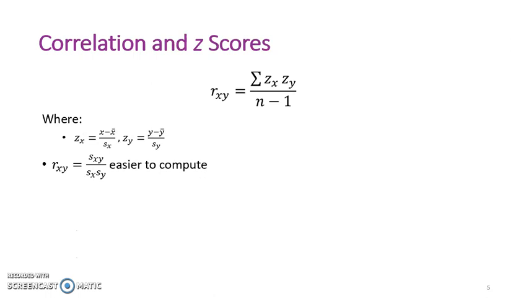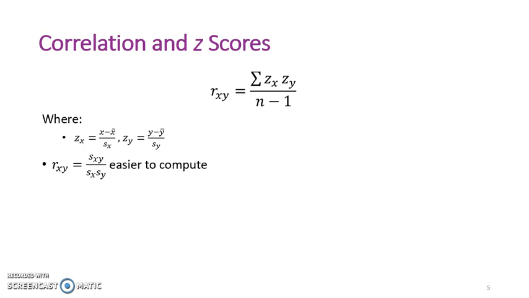These formulas also relate to calculating z-scores. Again, remember a correlation is a standardized measure of association. Recall that an individual z-score is the observed score minus the mean divided by the standard deviation of that variable, and we have z-scores for each person.